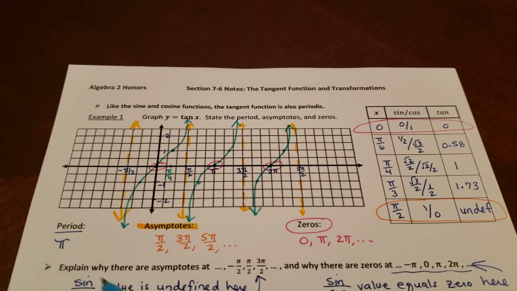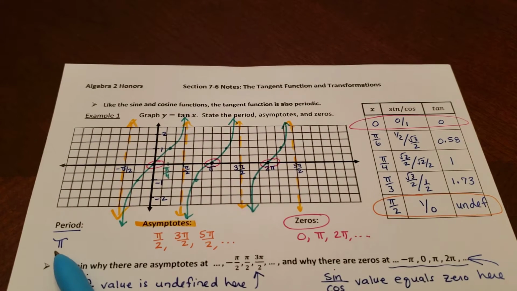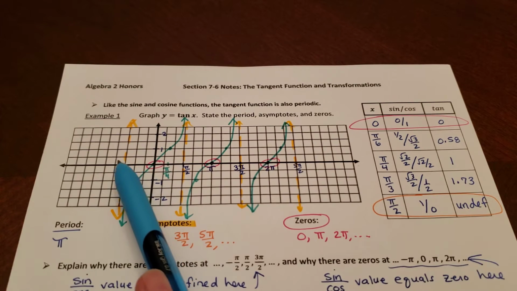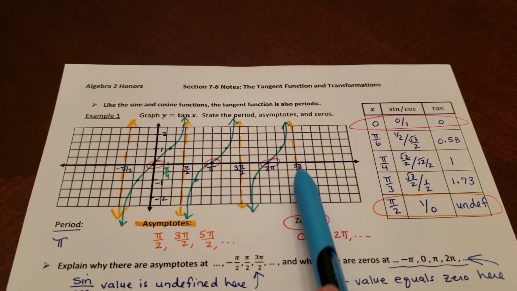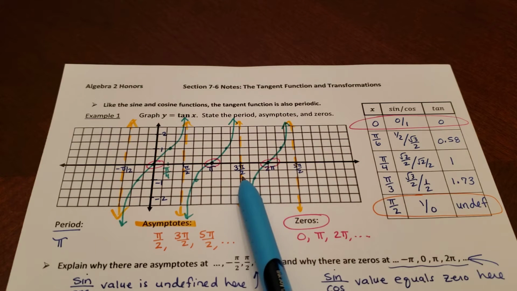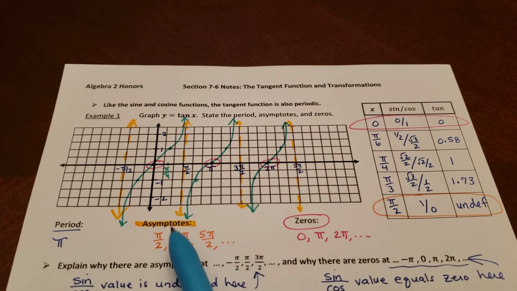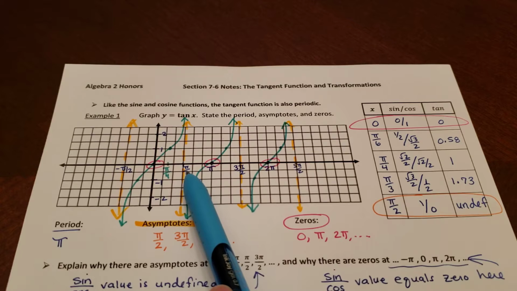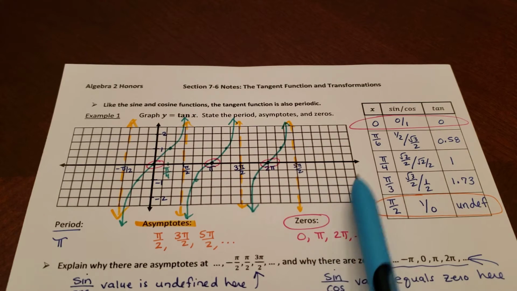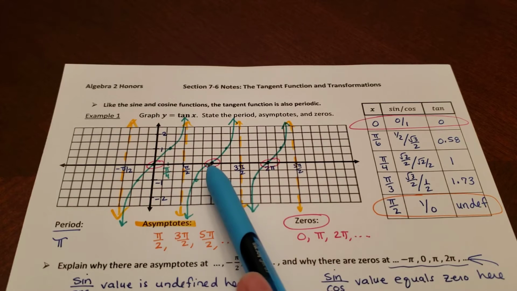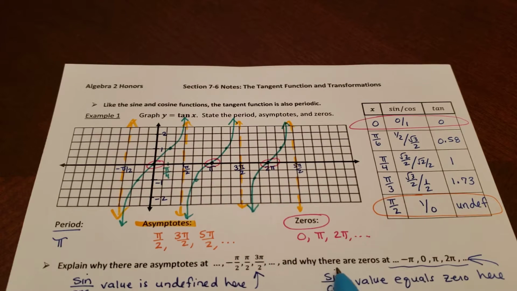The period of a tangent function is pi, so unlike sine and cosine where the period is 2 pi, we have half the distance, so from here to here is pi, from here to here is pi, from here to here is pi, and again you could just do 5 pi over 2 minus 3 pi over 2, and that would give you pi. Your asymptotes again are pi over 2, 3 pi over 2, 5 pi over 2, and it continues over and over. And your zeros, where I've circled in pink, is where your graph equals 0.